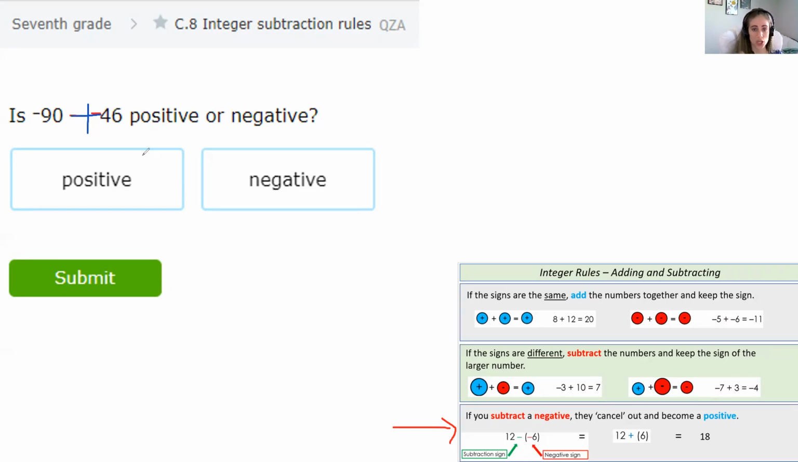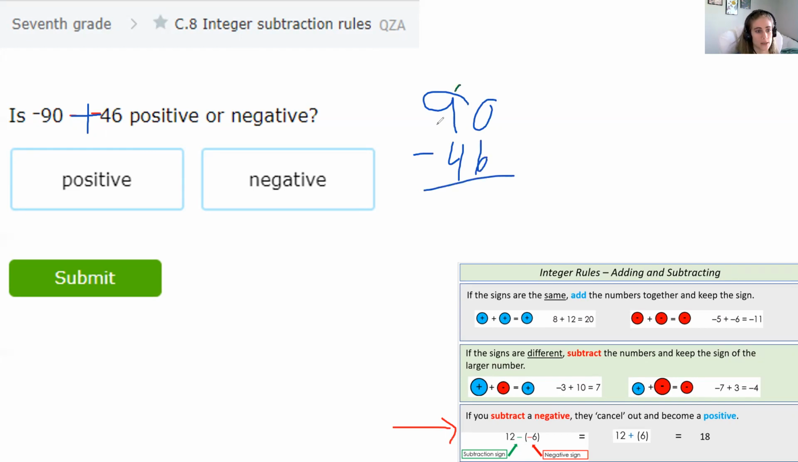Once you fix that, you go up to your top two rules for adding and use those to finish off the problem. So are your signs the same or different? They're different because we have a -90 and a positive 46. So if the signs are different, what do we need to do? Subtract. We're going to take 90 minus 46.